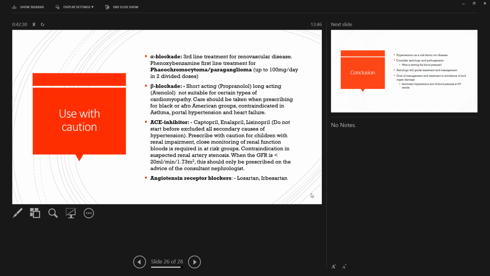Contraindication, obviously, in suspected renal artery stenosis, and when the GFR is less than 20. So again, this should be through the advice from the nephrology team. Angiotensin receptor blockers are similar to the above as well for the at-risk group of those that have a degree of renal impairment.